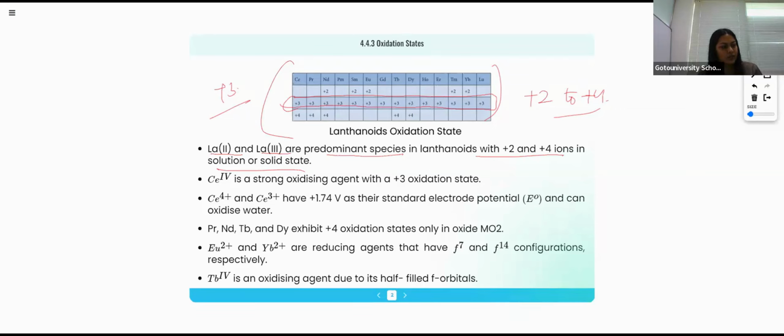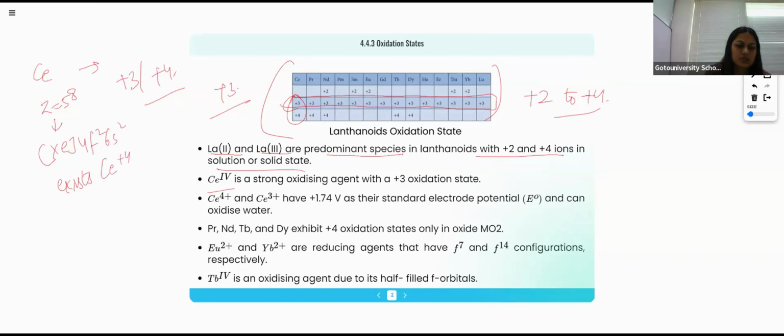Now, what are the exceptions on the basis of the oxidation state of lanthanoids? Okay, so the first exception is cerium. Cerium, if you can see here, with atomic number 58, exists in both plus 3 and plus 4 oxidation state, right? Now, cerium's electronic configuration is 4f2 and 6s2, right? And it exists in plus 4 oxidation state, okay, rather than the common oxidation state shown by the lanthanoids, plus 3.